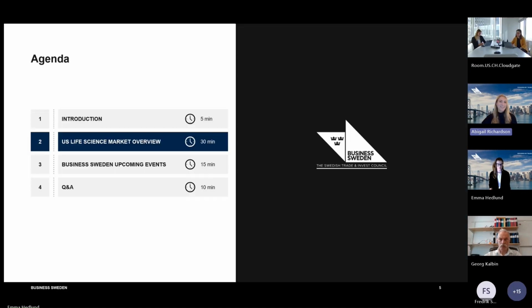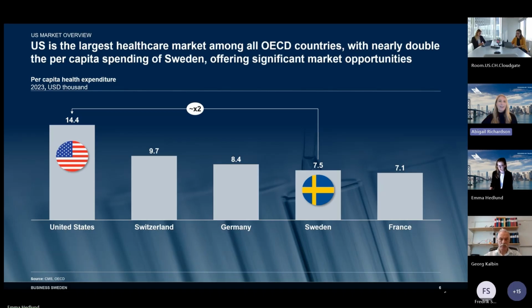I think we can go ahead and get started on our US life science market overview and update. Great. So if we move on here, I'd just like to start off with some context of the US market and just highlight some of the key differences compared to Sweden. So we're all on the same page here.